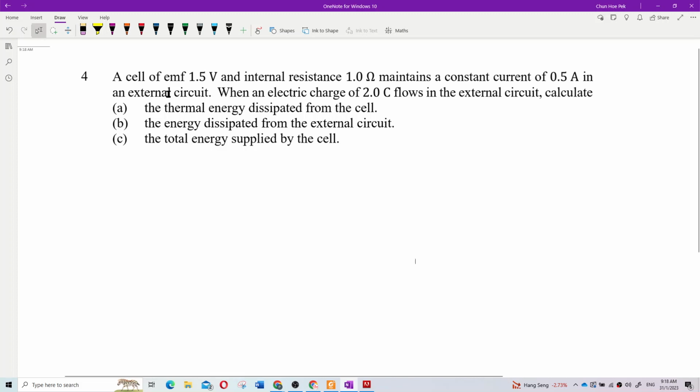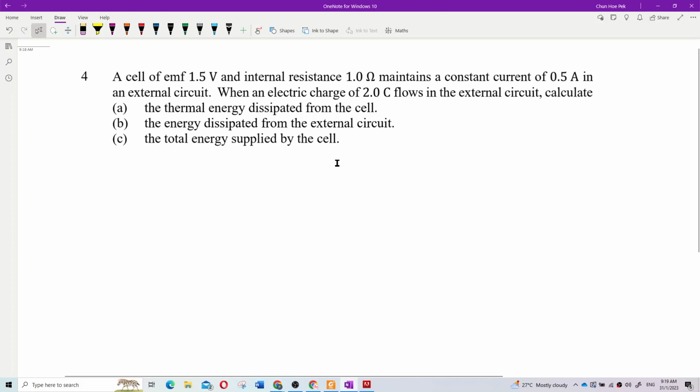A cell of EMF 1.5 volt and internal resistance 1 ohm maintains a constant current of 0.5 ampere in an external circuit. When an electric charge of 2 coulomb flows in the external circuit, calculate the thermal energy dissipated from the cell, the energy dissipated from the external circuit, and the total energy supplied by the cell.